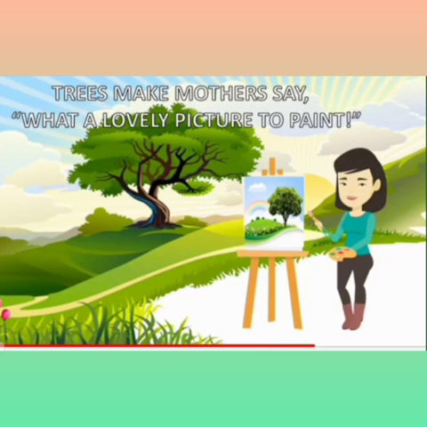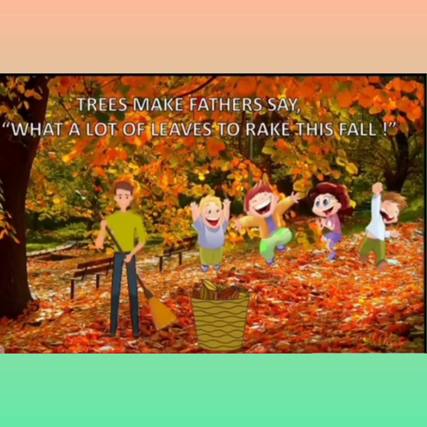Trees make mothers say, "What a lovely picture to paint." So trees are so beautiful that mothers love to paint them on the canvas. Trees make fathers say, "What a lot of leaves to rake this fall." Rake is the garden tool which is used to collect leaves which fall during this autumn season. So the fathers say, "What a lot of leaves to rake or clean up this falling season." Fall means the autumn season.